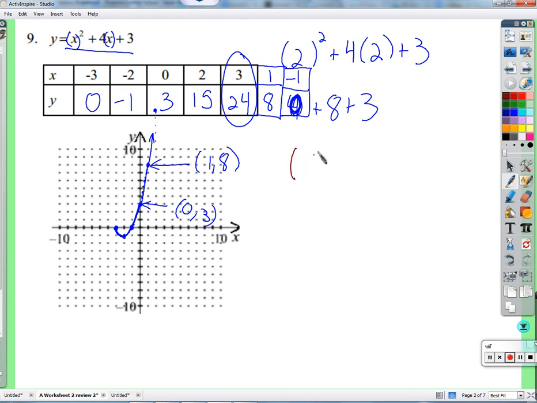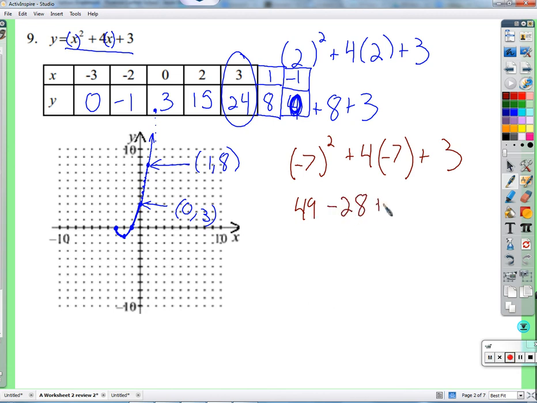So again, we're going to square x. We're going to multiply 4 times x. X in this case is -7. What's -7 squared? 14, please. No, not 14. Positive 49. Right, not times 2. Yes. And four times negative seven.